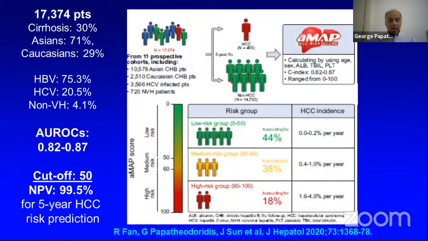And very recently, the group of Professor Jin-Ling Hu developed a large collaboration in which we and other groups also participated, and they tried to develop a universal score. It was called aMAP. The cohort was large, 17,000 patients, the majority Asians, but around 29% Caucasians. As you see, the cause of liver disease was predominantly HBV, 75%, HCV 20%, non-viral hepatitis only 4%. The area under the ROC curve was, I would say, very good, above 0.80. And more importantly for me, the cutoff of 50, the cutoff for the low-risk group, offered an excellent negative predictive value, 99.5% for 5-year HCC risk prediction.